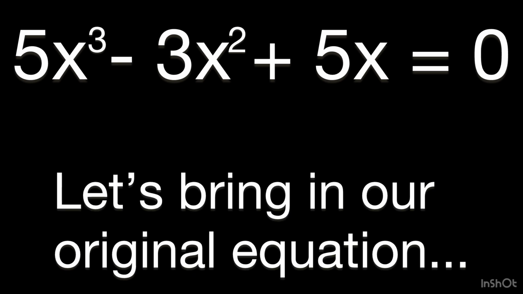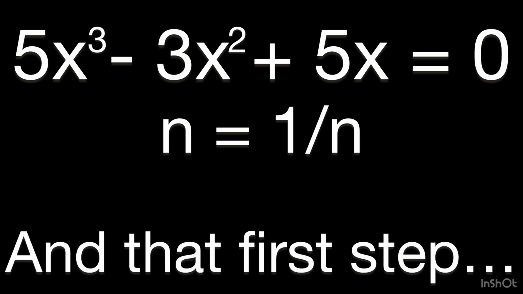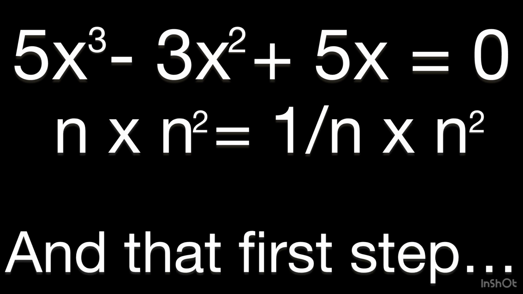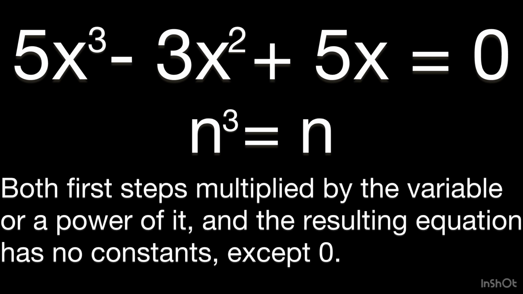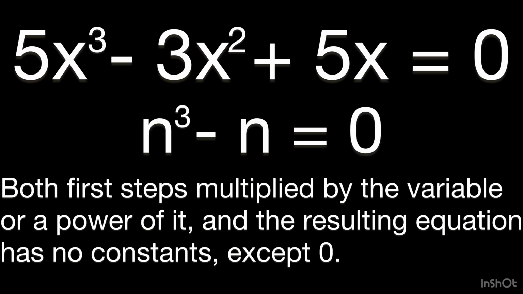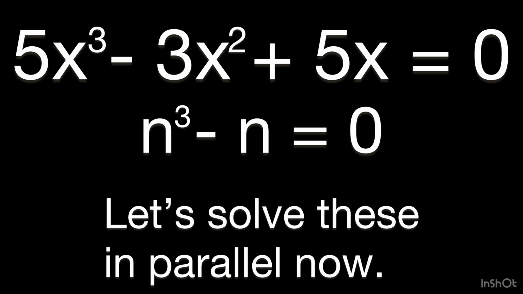Let's bring in our original equation, which was n is equal to 1 over n. And that first step was multiplying by n squared to get n cubed is equal to n. But the thing is, both first steps multiplied by the variable or a power of it, x or n squared, and the resulting equation has no constants except 0. And you can now see the similar structure if I subtract n from both sides in the second equation. Let's solve these in parallel now, and you can see the similarities.